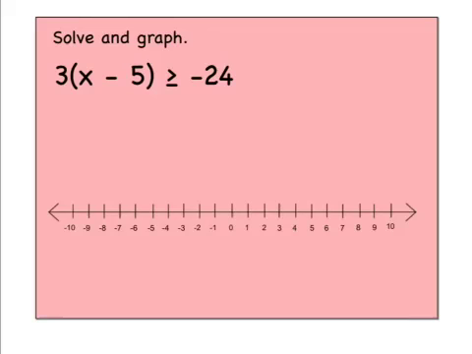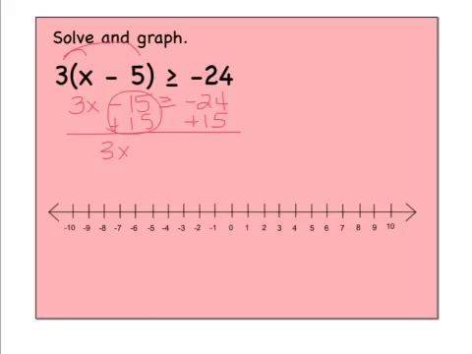Here, anytime we see the distributive property, you want to make sure you do that first. It's going to give us 3x minus 15 is greater than or equal to negative 24. We're going to add 15 to both sides. It's going to give us 3x is greater than or equal to negative 9. Divide by a positive 3. We don't have to change anything because we divided by a positive. And we're going to get x is greater than or equal to negative 3. So I'm going to go to negative 3, put a closed circle, and shade to the right.